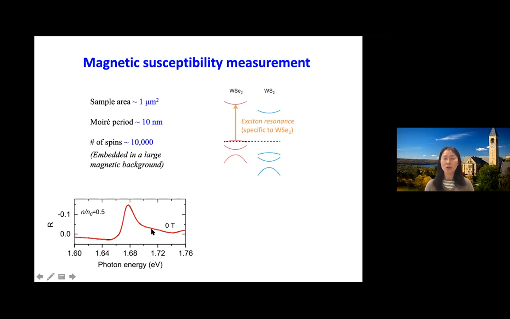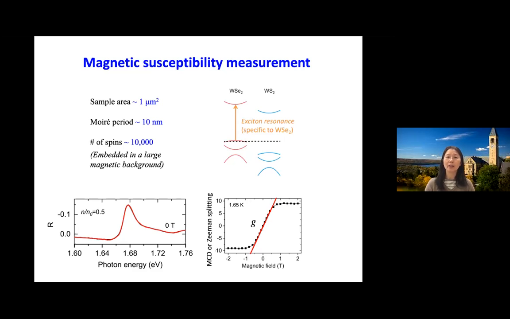So now once you apply a magnetic field, this peak is going to split into two, and you can see them shifted. So you can either look at the shift of the peak or look at a particular wavelength, the difference between left and right absorption. And this is linearly proportional to the background magnetization. And this is the result.